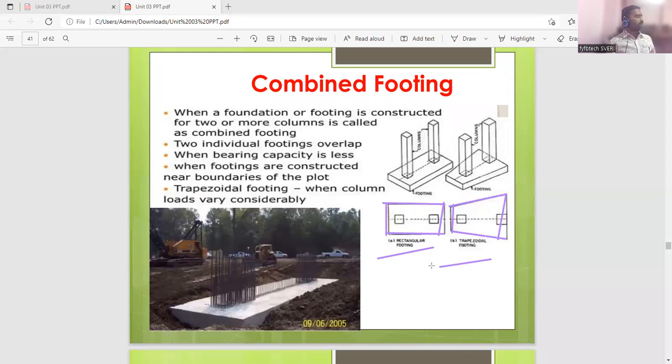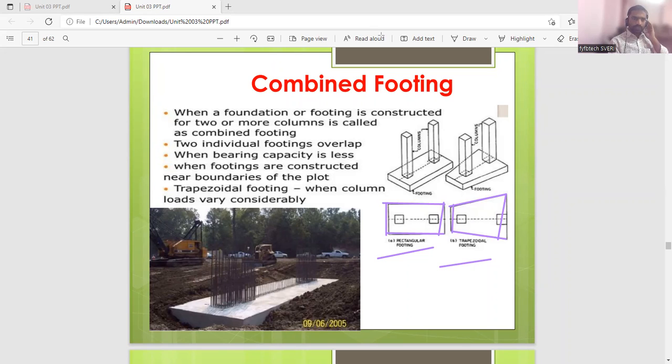Again, in the multiple choice question he will ask what are the types of combined footing. One is trapezoidal, second one is rectangle, third one is triangular, fourth one is none. What is the answer? Rectangle and trapezoidal, both are the answer. Okay, is it understood everyone?